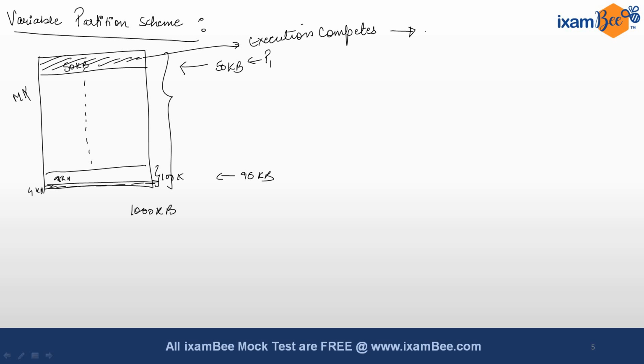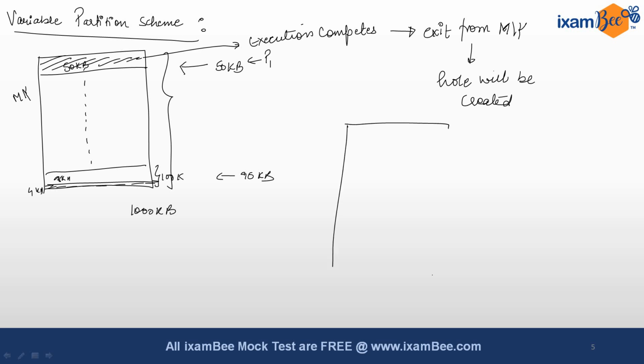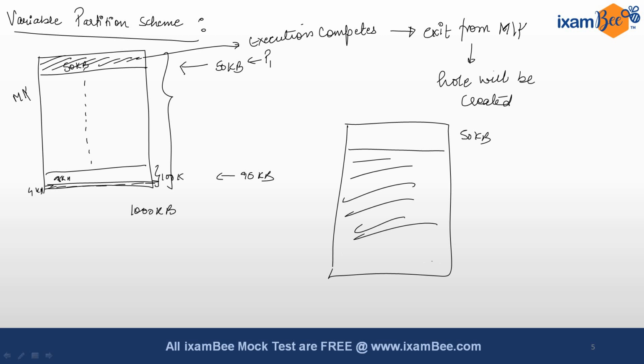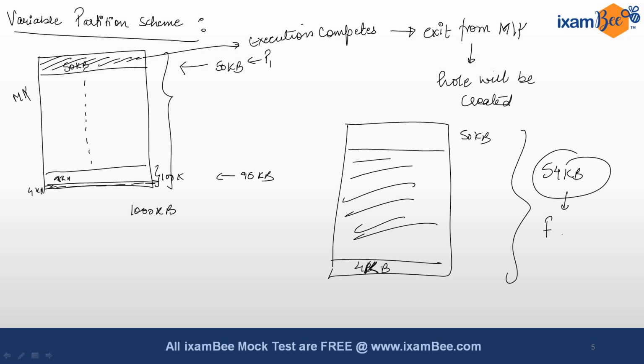Then what will it do? It will just exit from the memory, and a hole will be created, because now this memory will be free. So the position of the memory will look something like this: we have a 50 kb block vacant, this much is filled, and at the end we have 4 kb which is vacant. Okay, so overall we have 54 kb of memory which is free.